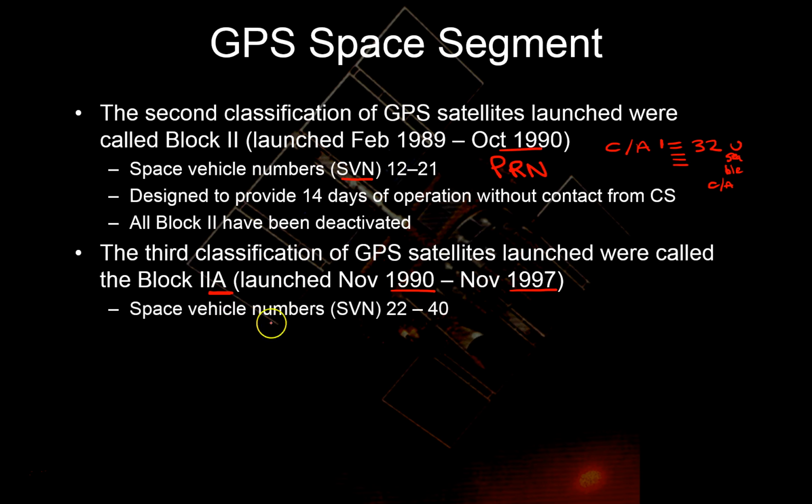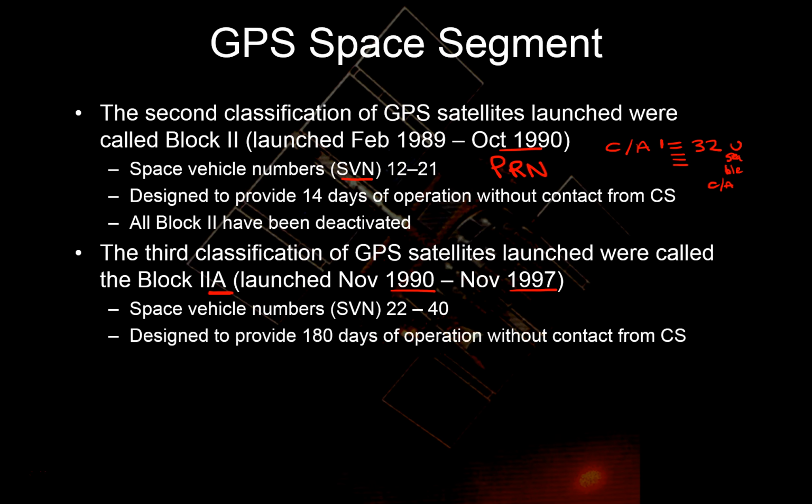These were space vehicles 22 through 40. Okay, they were designed to provide 180 days of operation without contact from the control segment. So again, that autonomous ability for the satellite networks increased with the introduction of the Block 2A satellites. Now this stat is a little bit older. I'm not sure what that is today. Might be 0, might be a handful of these satellites are still active within the constellation.